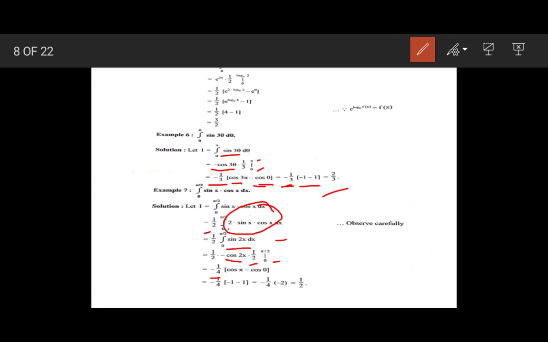So minus 1 upon 4. Then we substitute x as pi upon 2. So cos pi minus cos 0. So minus 1 upon 4 into minus 1 minus 1. So minus 1 upon 4 into minus 2, that is equal to 1 upon 2.